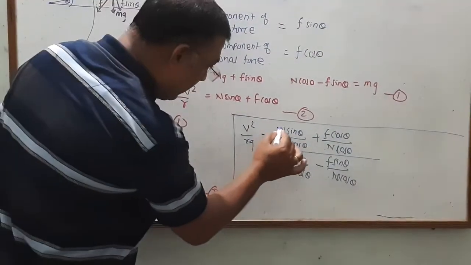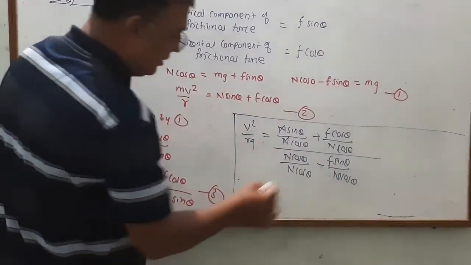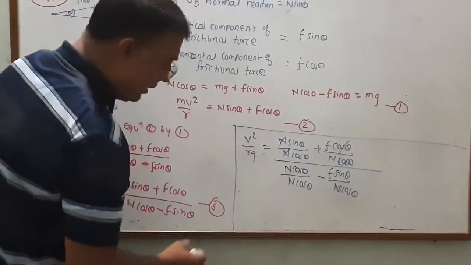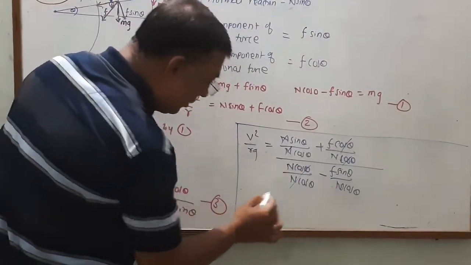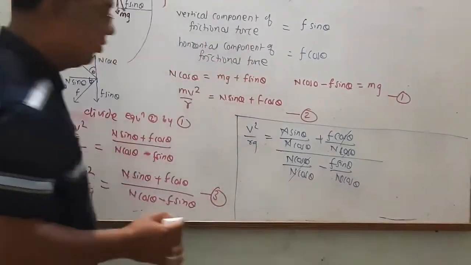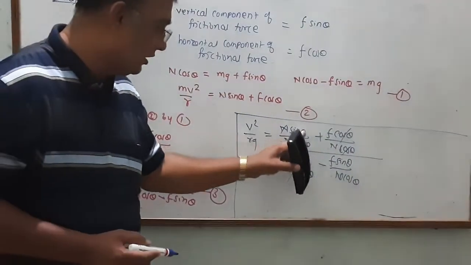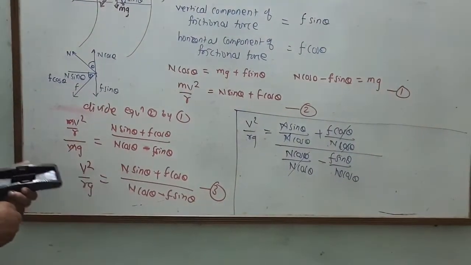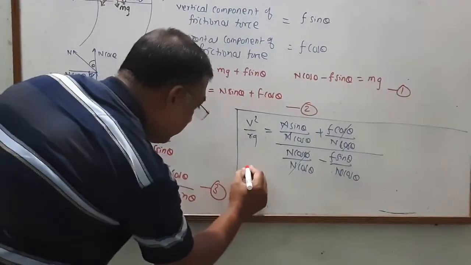What are the things that I can cancel here? N will get cancelled here. Here the cos theta I can cancel, and cos theta I can cancel here. Here the complete term gets cancelled. And here sin theta upon cos theta comes out to be tan theta. Here also sin theta upon cos theta comes out to be tan theta. So the new equation comes out here. That is what I can write here.